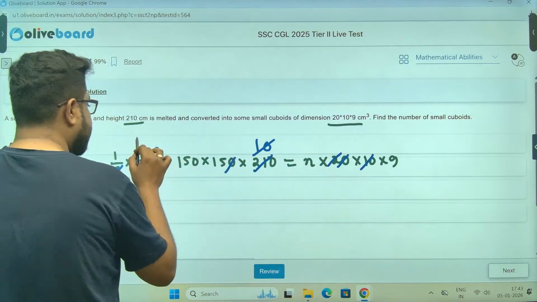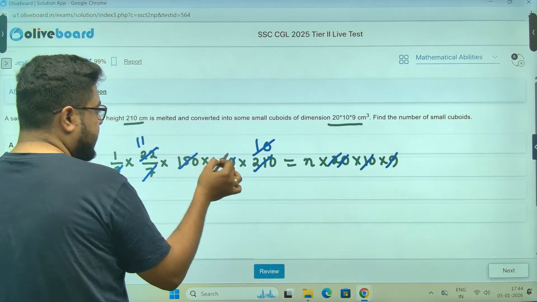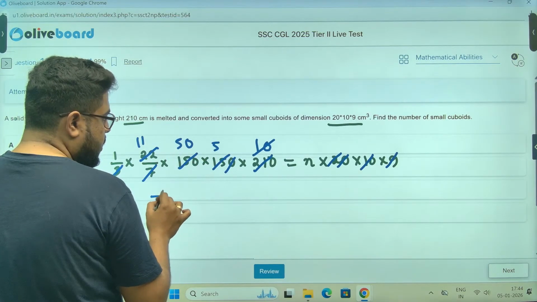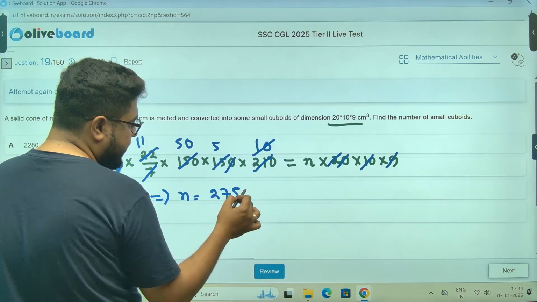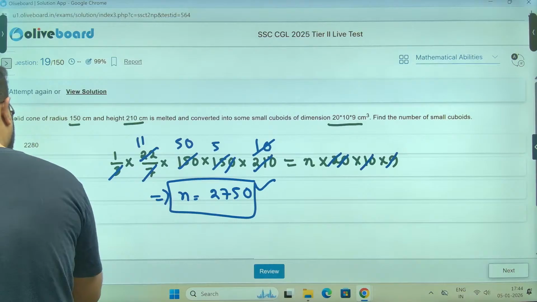This is 11, sir. 9 meaning 3 and 3. This will be 3 5s, this will be 50. So n will be 250 into 11. 225 into 11, 275. Sir, option C is your correct answer.